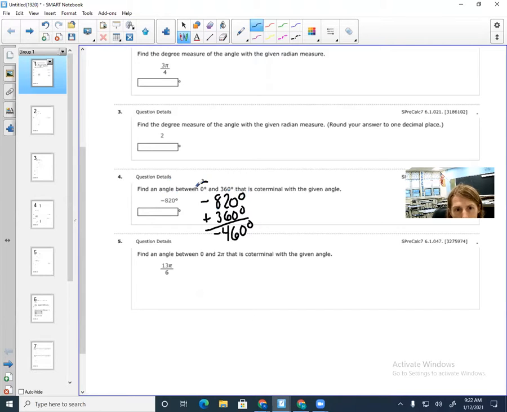I'm still not between 0 and 360. So I'm going to add another 360. And I get negative 100. Still not in between that, so I'm going to add 360 again. And I get 260 degrees. Those of you who might think a little quicker might be like, can I have just added 1080 right away and get the answer? Yes.